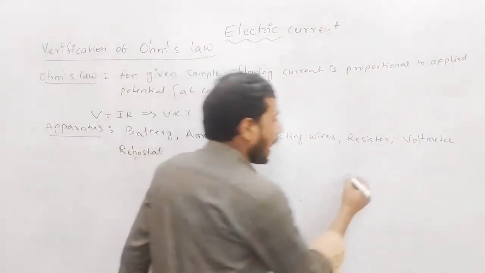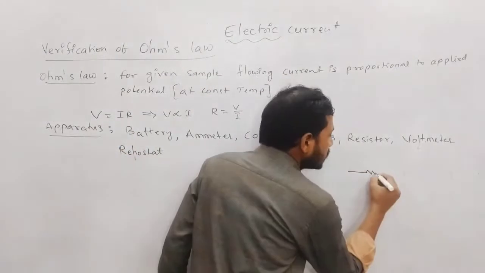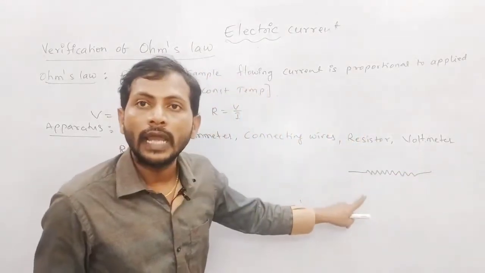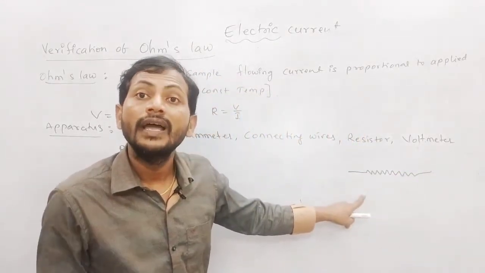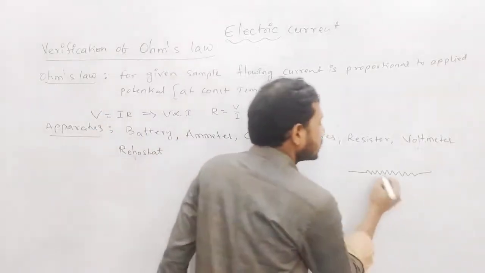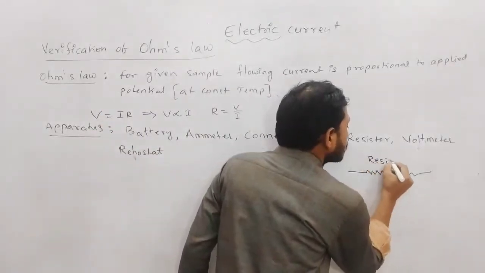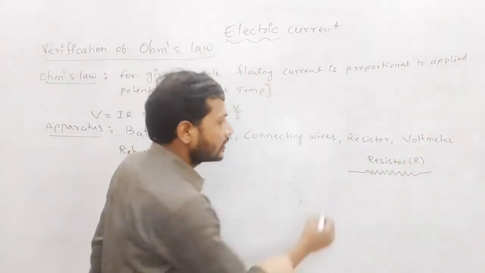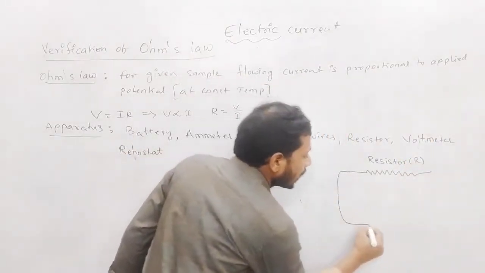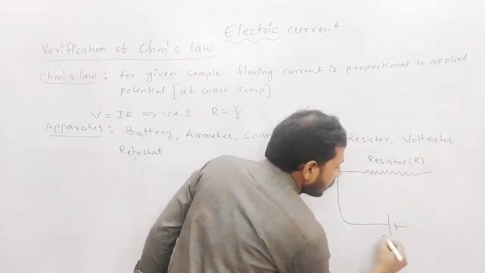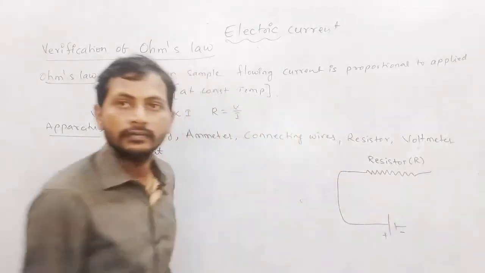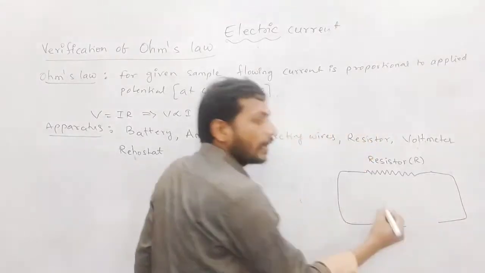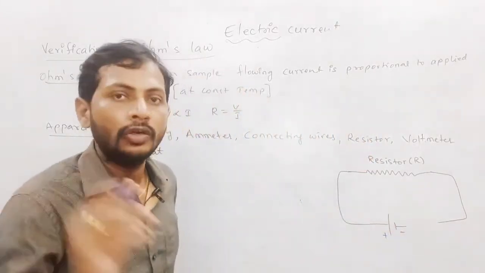See children, first I am going to draw the given sample. Generally this type of symbol we use for the resistor, and resistors are represented by R. This resistor I am going to connect to one battery. This is the plus, this is the minus, and I am connecting the second end here, but not directly. Why, I will tell you.